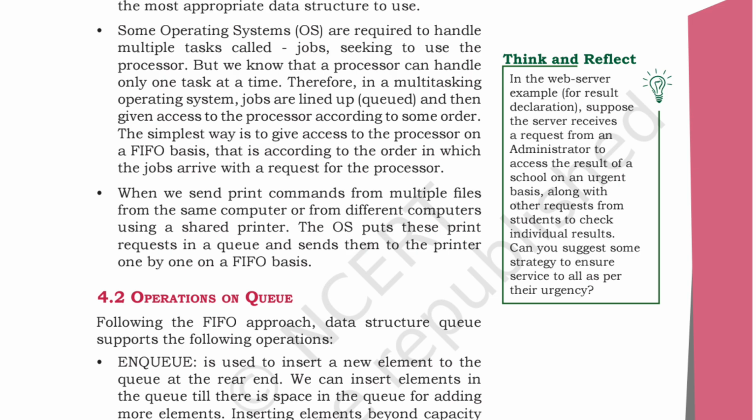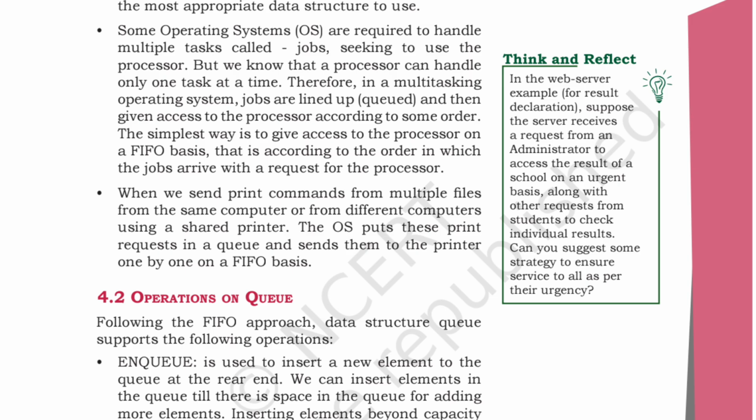Okay, the simplest way to give access to the processor is on a FIFO basis, that is, according to the order in which jobs arrive with a request for the processor. On the FIFO basis, the jobs that arrive in the operating system request the processor according to the FIFO concept.